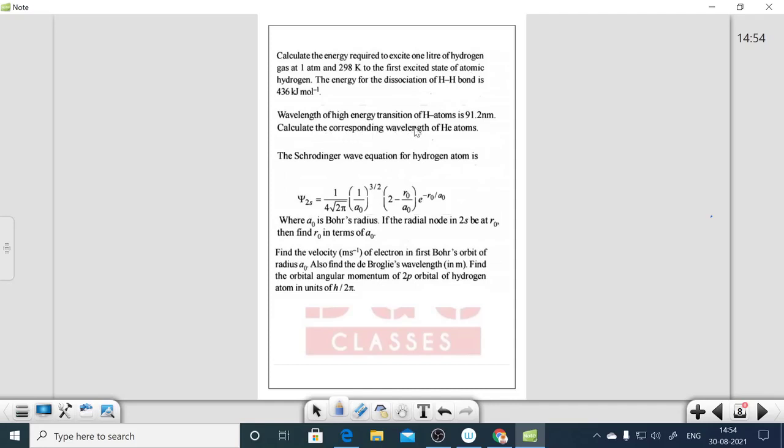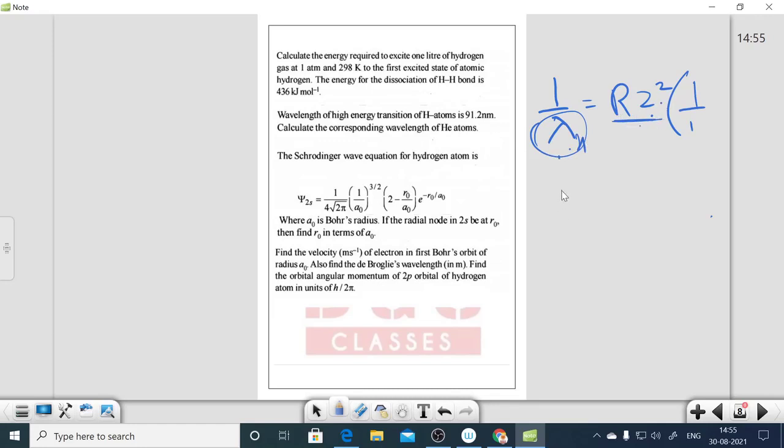Now the wavelength of the high energy transition. High energy means going from 1 to infinity. Calculate the corresponding wavelength for He atoms. Very easy to understand. For wavelength, 1 upon lambda is R Z square times 1 upon 1 minus 1 upon infinity square. Moving towards infinity, this factor will remain the same, and we have to find out the wavelength. In this case Z is 1. The high energy transition wavelength is given as 92, and this is for hydrogen.